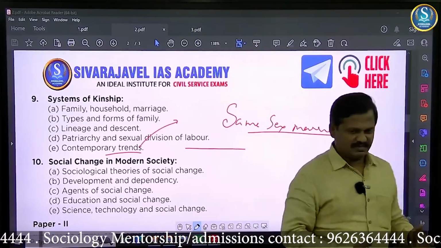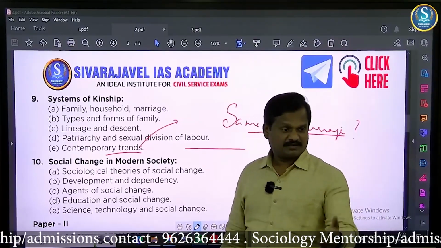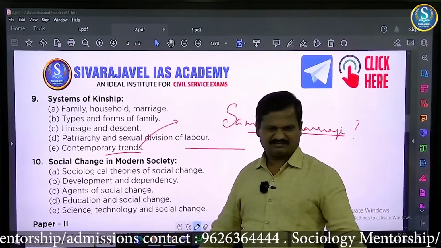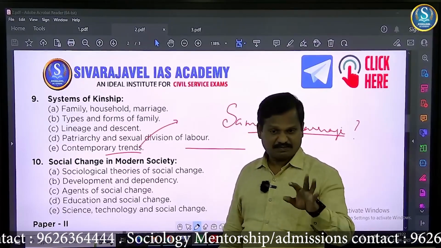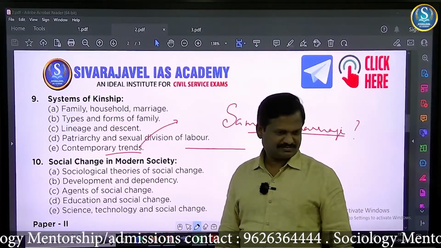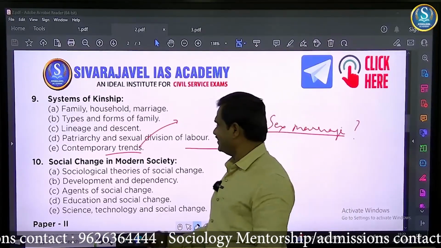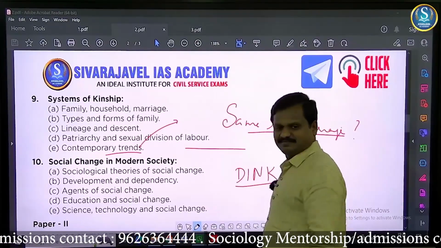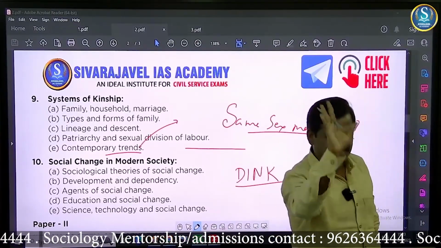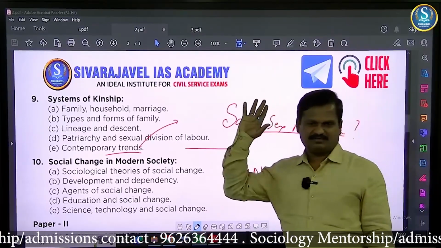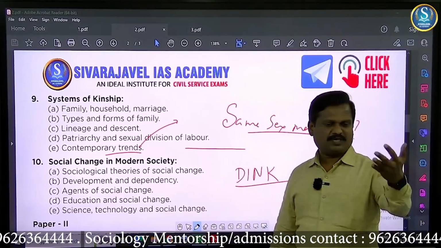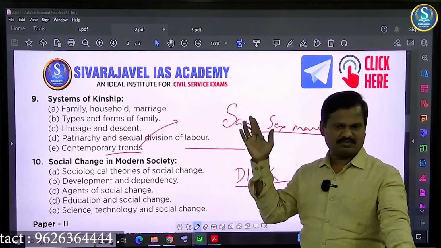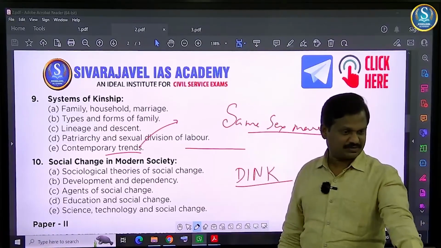Same-sex marriage, live-in relationship. There are some people who don't want to marry at all. They want to stay single. There are some people who are marrying, but they don't want to have children. They are called double income, no kid families. Both are working. They don't want to have children. In the Scandinavian countries, population growth has reduced. Now the government is giving incentives for people to give birth to children because of negative population growth.